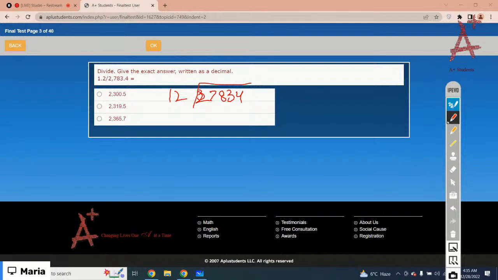Because both of them have a decimal point, you have to move the decimal point one place right in both the numbers. Got it? So it would be 27834 divided by 12. It would be 239.5. Got it? The second option is the correct one. Just select the correct option, then click on the OK button.